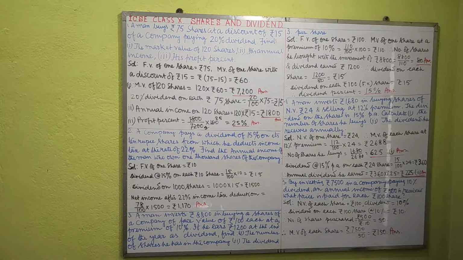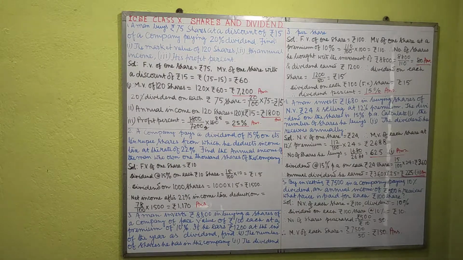This is one answer. And 20% dividend on each rupees 75 share equal to rupees 15. Therefore, annual income on 120 shares equal to 120 into rupees 15, that is rupees 1800 is the annual income. This is the second answer. And the third answer is profit percent. Profit percent equal to total profit by total investment into 100, that is 25%.